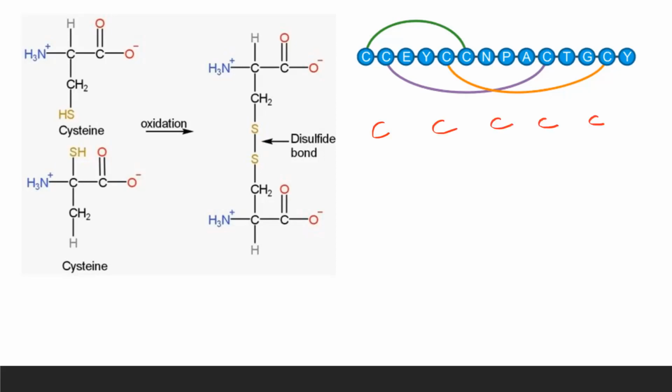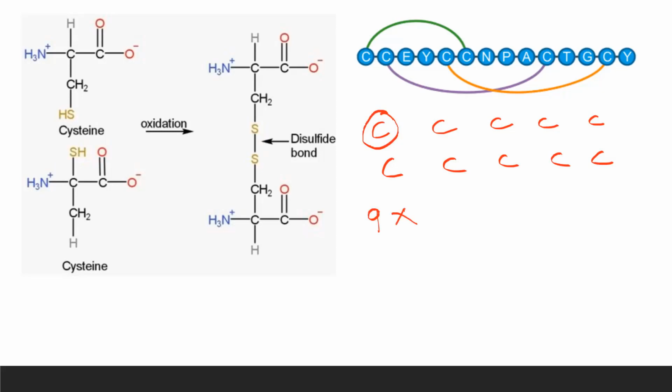Now let's see that there are 10 cysteine residues, right? And you have to find out the number of possible ways that 5 intramolecular disulfide bonds can be formed. So let's assume that this first cysteine will make a bond. Now there are 9 different cysteine molecules that it can form a bond with. So the first probability is 9.